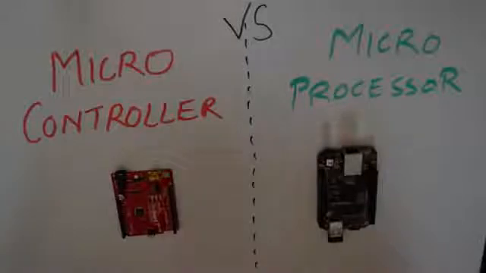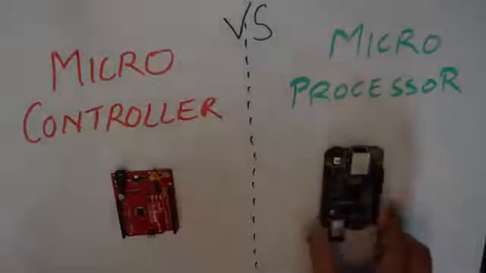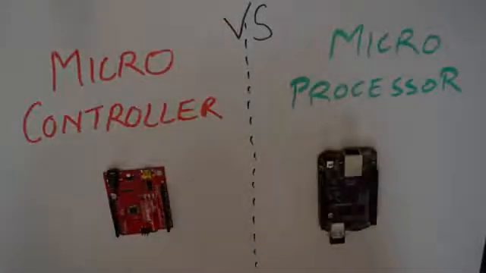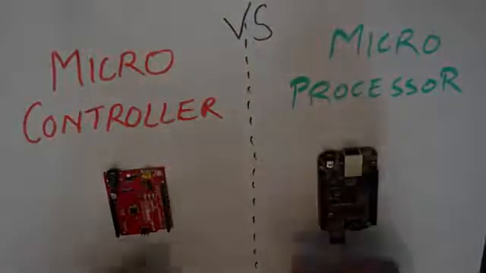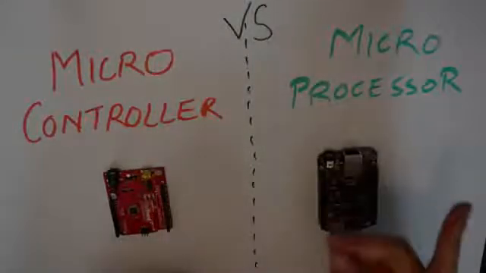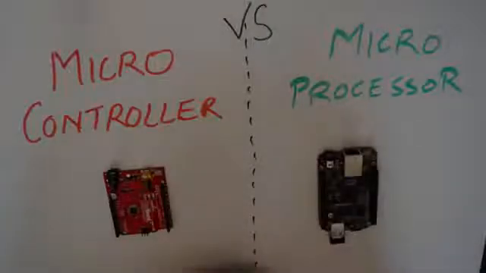Welcome back, everyone. So in this video, let's talk about some of the key differences between a microprocessor and a microcontroller when it comes to designing an embedded software application. Before we get started, make sure that you've checked out my previous video on the fundamentals of real-time embedded systems. I'll put a link to that in the top right-hand corner over here, so be sure to check that out.